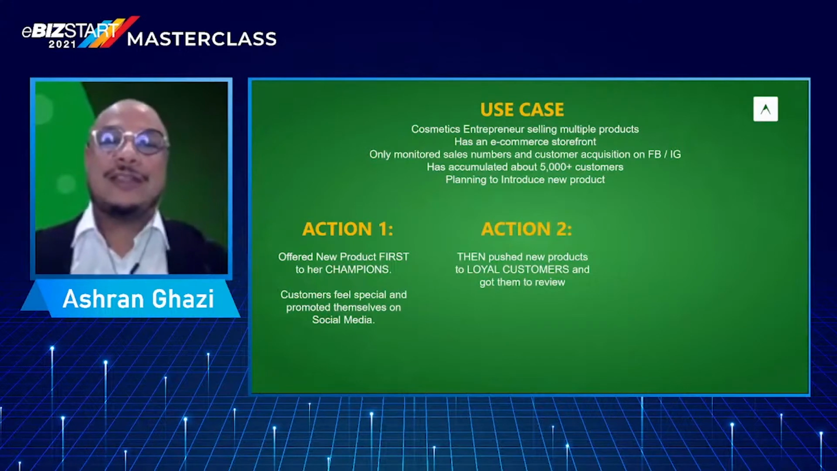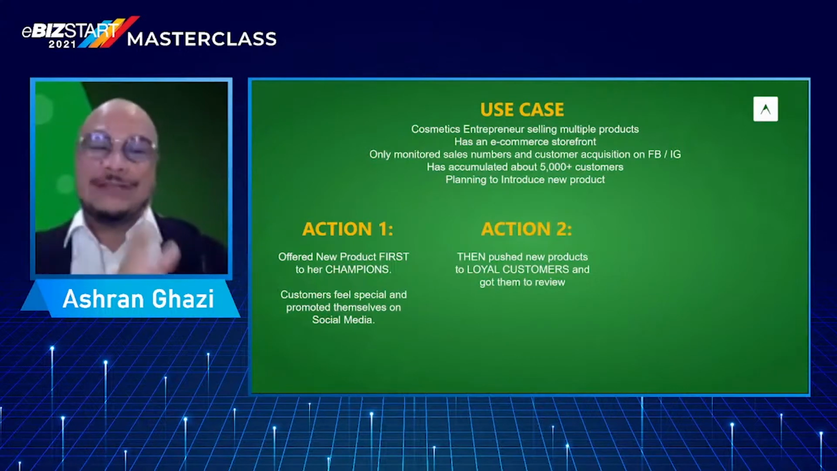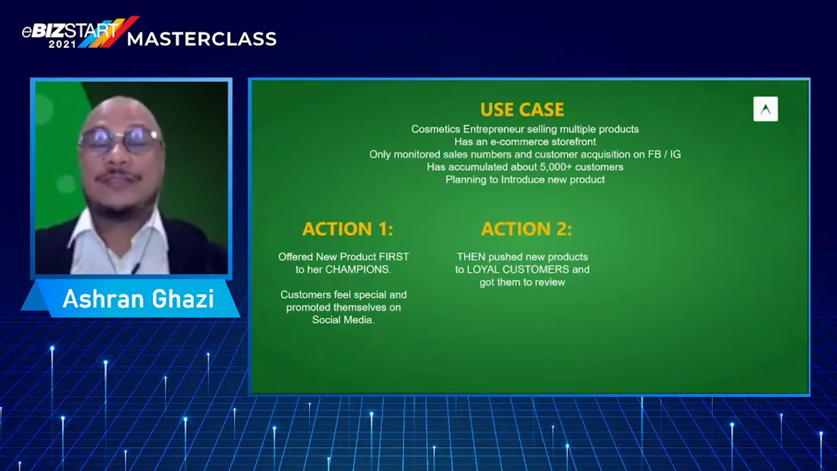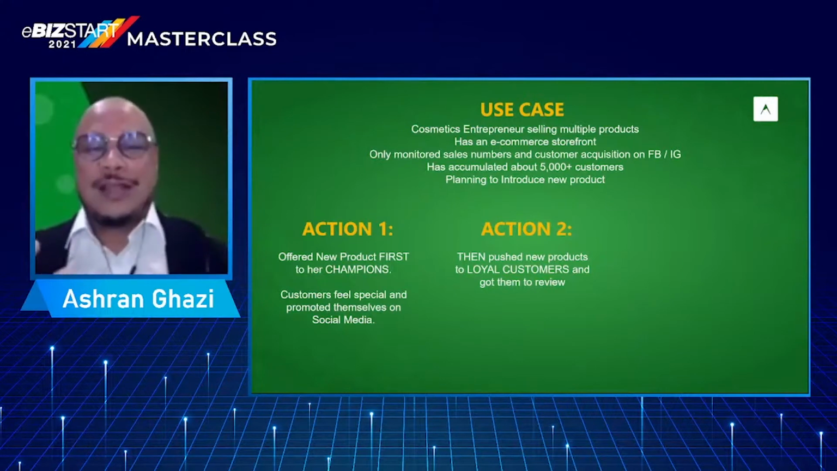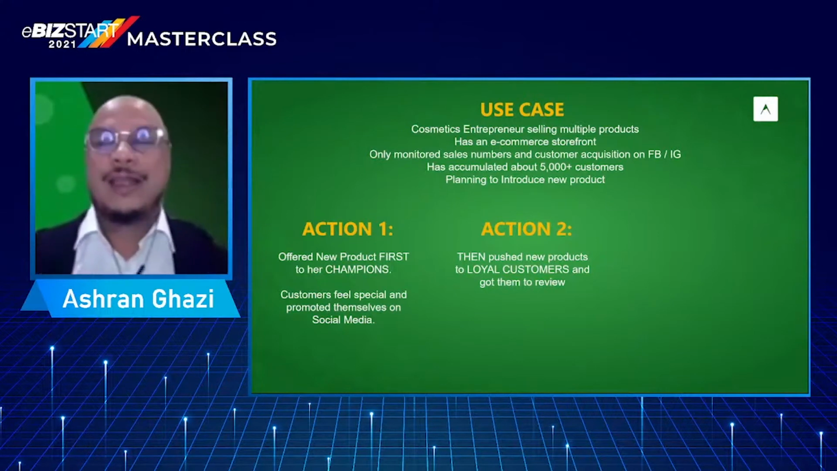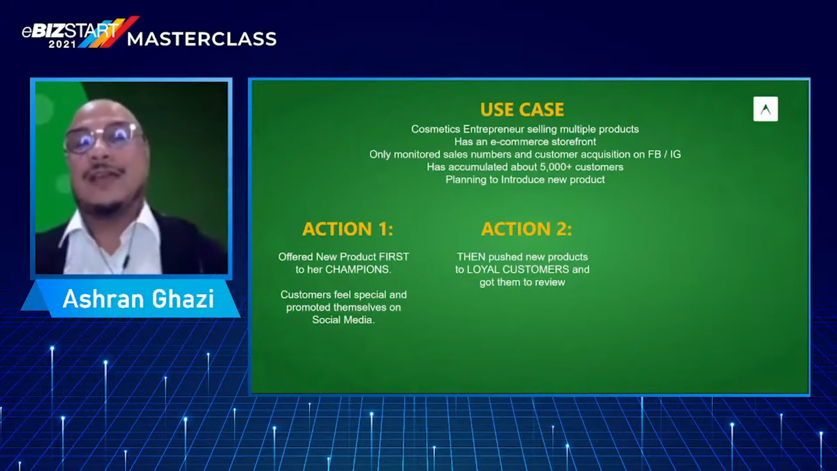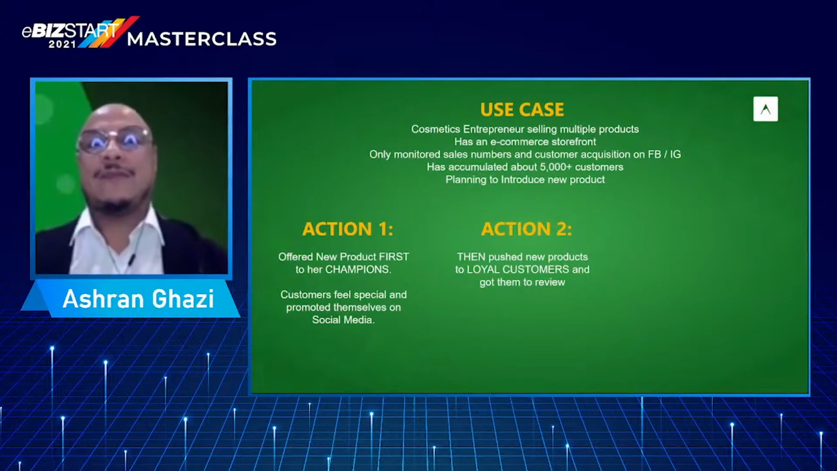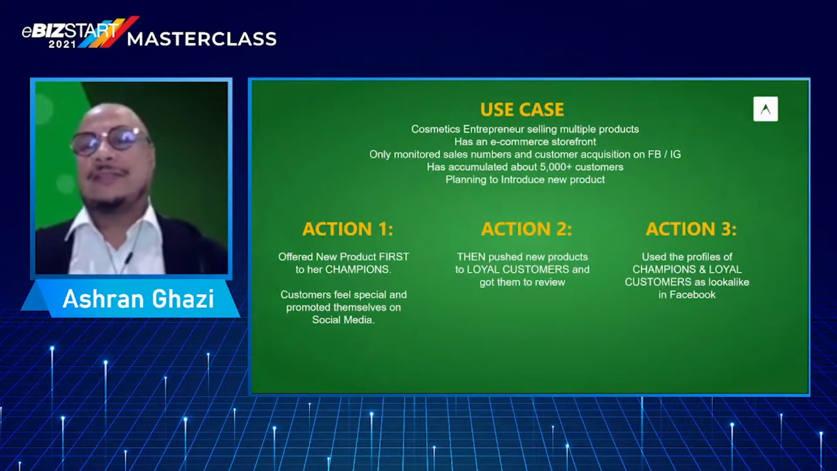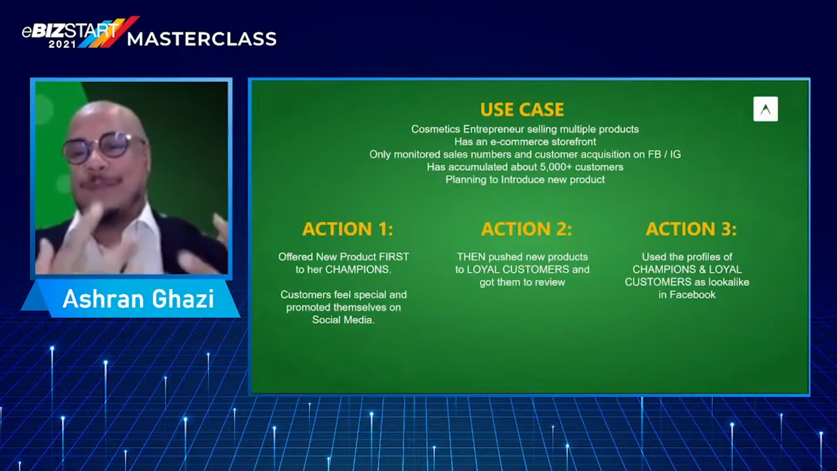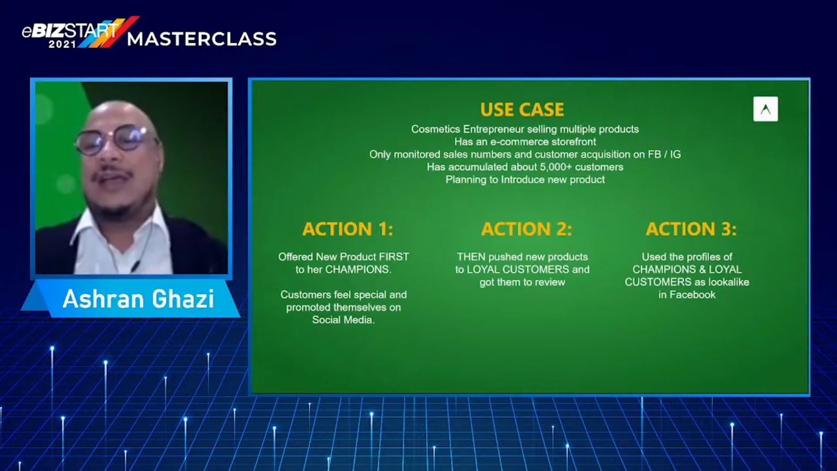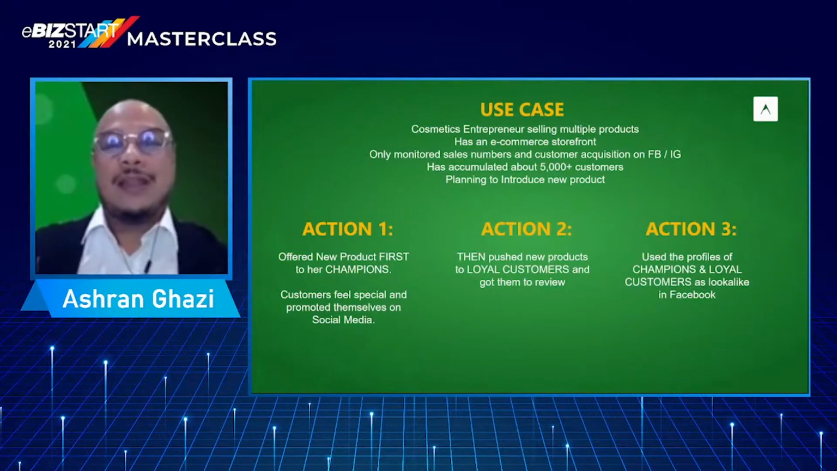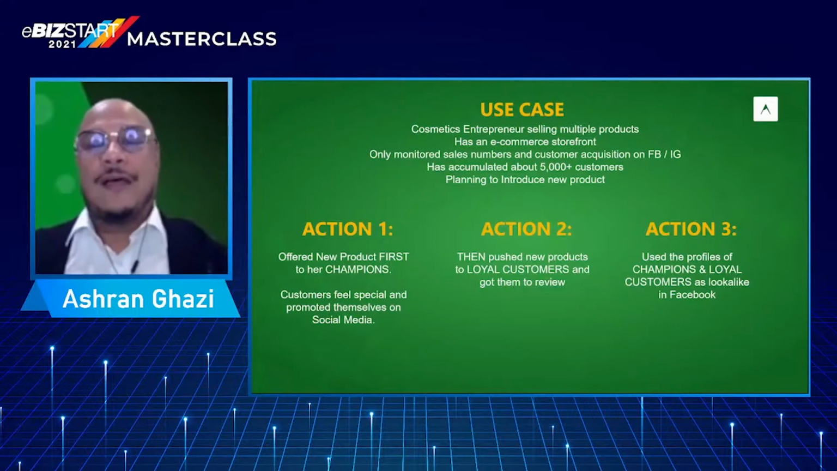The second thing they did was, once that was sorted, to push the new product first to the loyal customers that they had, because you know the loyal customers will end up reviewing the product and creating that virality factor again. Yeah. So that was the second thing that they did based on the segmentations that we've given them. Third, they used the profiles of champions and loyal customers as lookalikes, and took those into Facebook and ran a campaign.